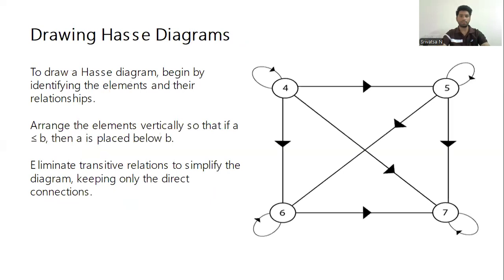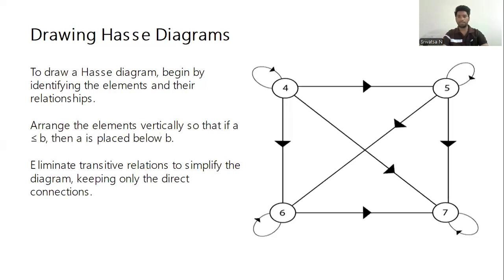Drawing Hasse diagrams. To draw a Hasse diagram, begin by identifying the elements and their relationships with each other. For example, in the image given on the right side, arrange the elements vertically so that if A is less than or equal to B, then A is placed below B. Eliminate transitive relations to simplify the diagram, keeping only the direct connections.